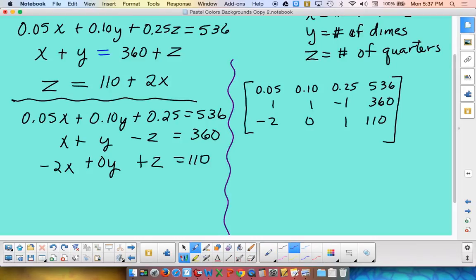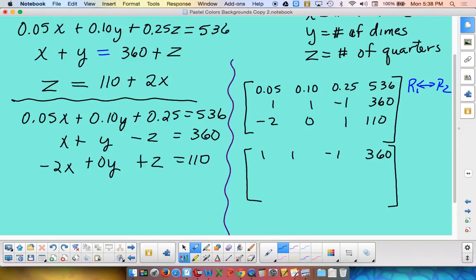Okay, I definitely don't like the top row. But also, even if I fix the decimals, do I want those set of numbers in the top row? I'm thinking I want the second row in the top row. So I'm saying first thing we need to do is switch rows. Row 1 and row 2 need to switch places, which is going to give me 1, 1, negative 1, 360.